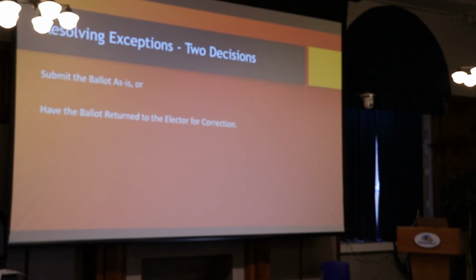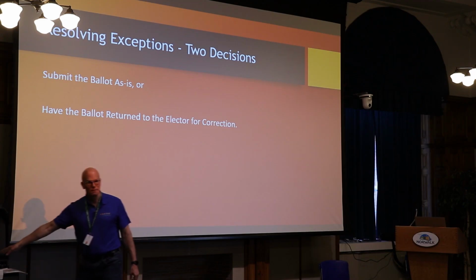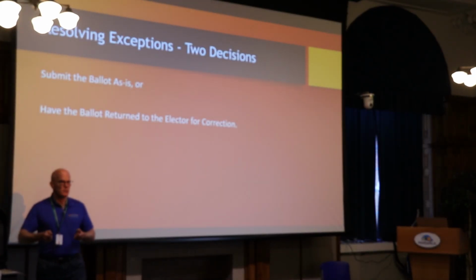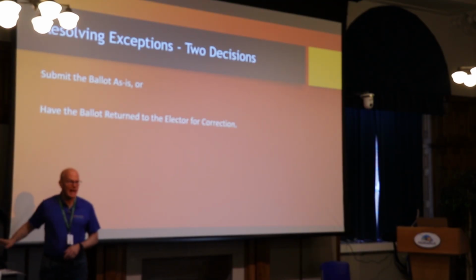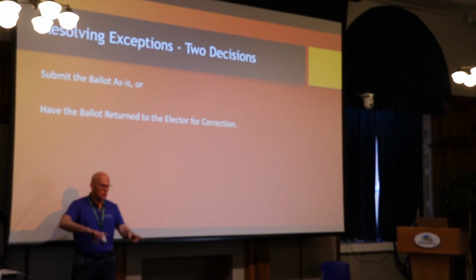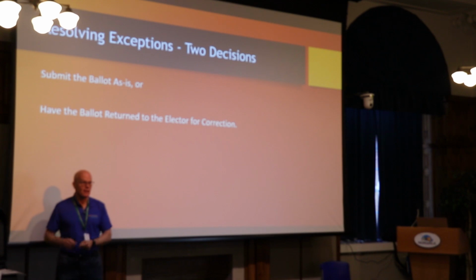One of the plus sides of these tabulators is once the ballot is inserted into it, we can't see the ballot, so we don't have to worry about privacy folders at this time. We can look over the shoulder, we can see what the error is, and we can ask them, do you want to return the ballot so that you can fix it, go spoil it, and get a new ballot and re-vote, or do you want to submit it as is?